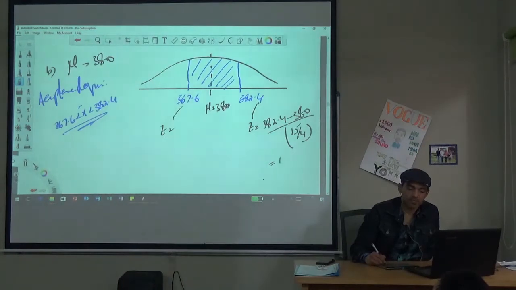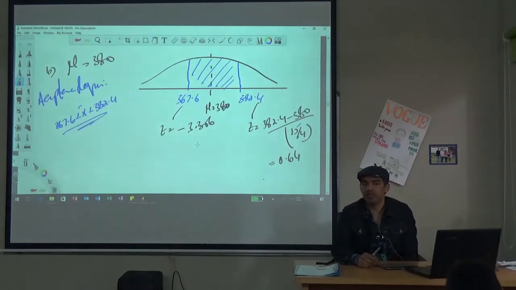Can anybody confirm this? 0.64, exact 0.64? Okay. Now what about the left side? Minus 3.306. Are we sure we're getting this? Guys, please confirm. Yes. Okay.